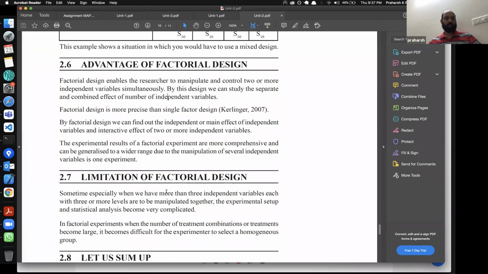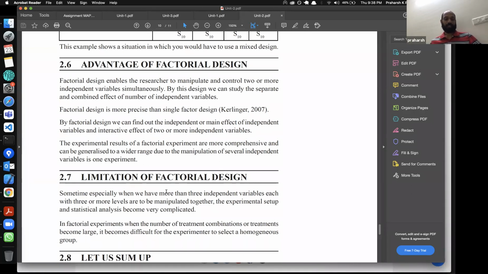Factorial design is more precise than single factor design. By factorial design, we can find out the independent or main effect of independent variables and the interactive effect of two or more independent variables. The experimental results of a factorial experiment are more comprehensive and can be generalized to a wider range due to manipulation of several independent variables in one experiment. Those are all the advantages.